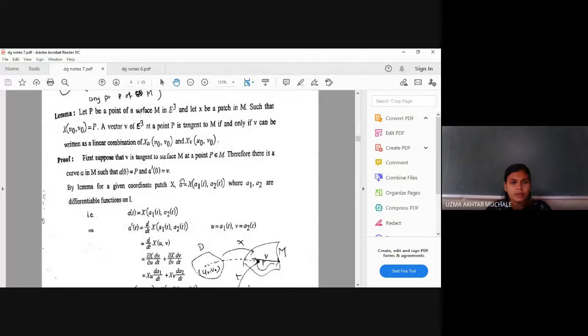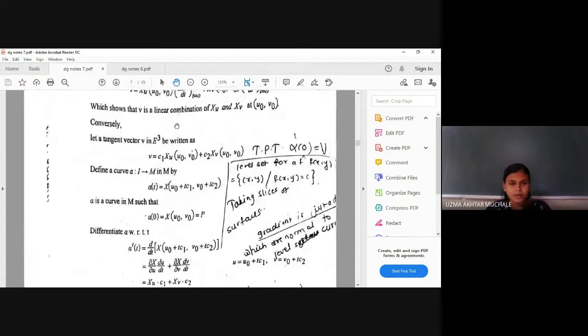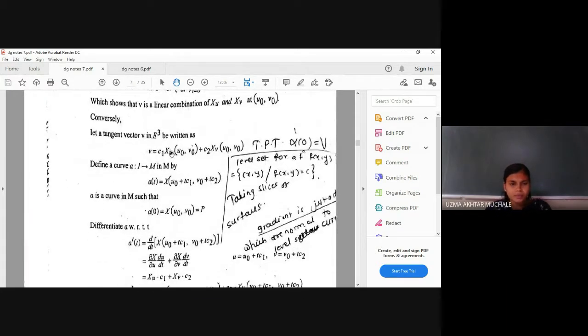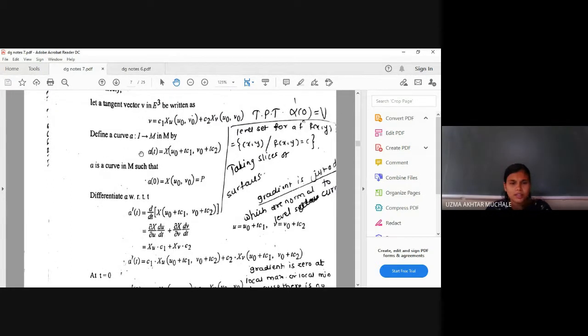What we have to prove is that v is a tangent vector to the surface M if and only if v can be written as a linear combination. Now we have to prove that v is a tangent vector to the surface M. In the second part, we have assumed v is a tangent vector to E3. Now alpha is a curve; instead of taking any curve alpha, we have taken a straight line. What is the equation of a straight line? Some constant p plus tq. Instead of p and q, we have other constants: u naught, c1, v naught, c2.